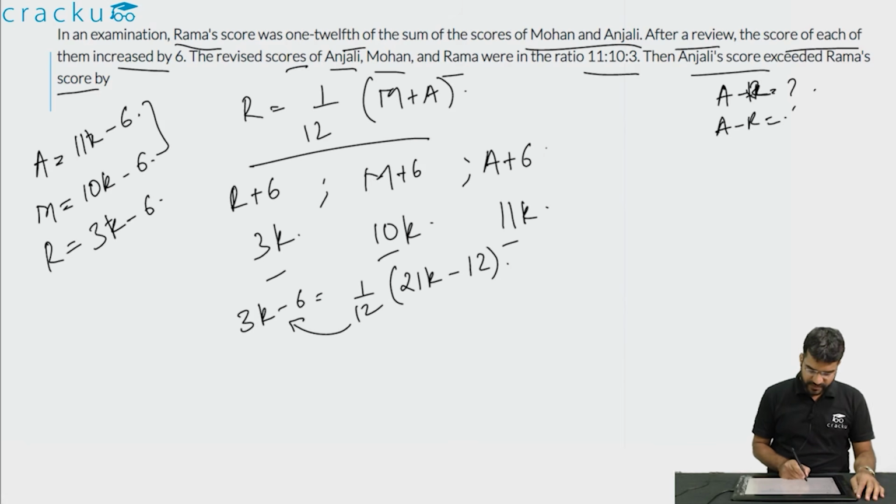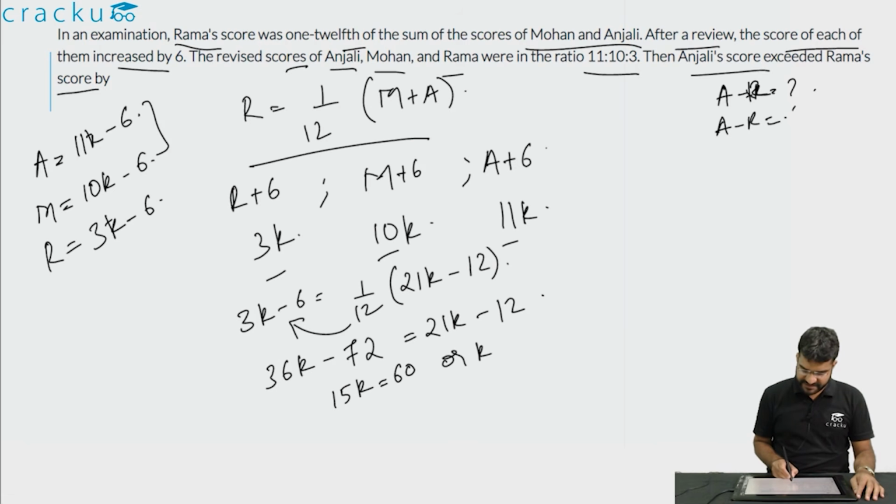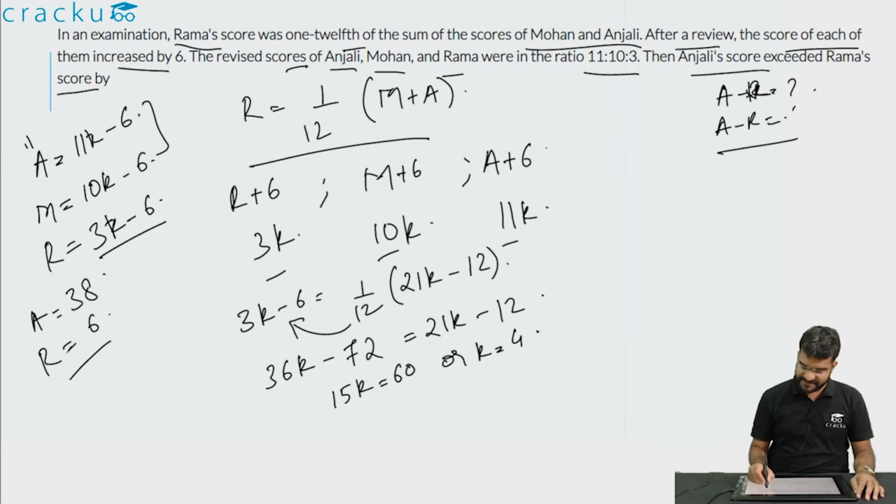So now we can cross multiply both the sides with 12. So this becomes 36k minus 6 into 12, which is 72, is equal to 21k minus 12. You can simplify this and find out that 15k is equal to 60 or k is equal to 4. Therefore the value of A, which is equal to 11k minus 6, will be 44 minus 6, which is 38. And the value of R is equal to 3k minus 6, that is 3 into 4, 12, minus 6, which is 6. We are required to find out the value of A minus R. This will equal 32. So the correct answer is 32.